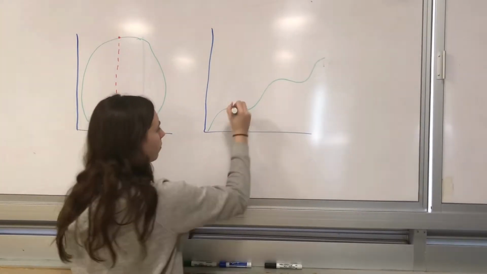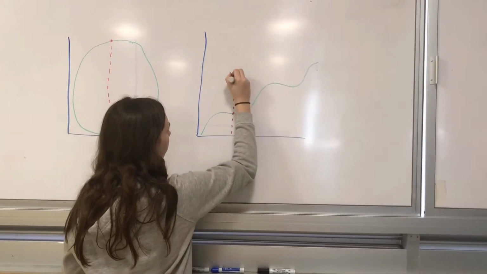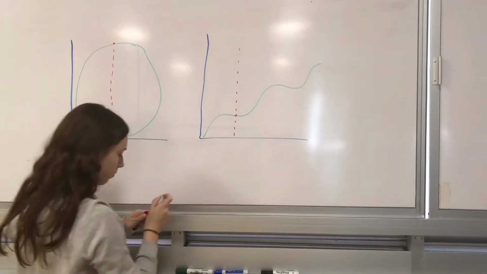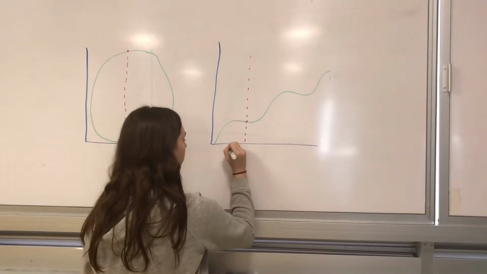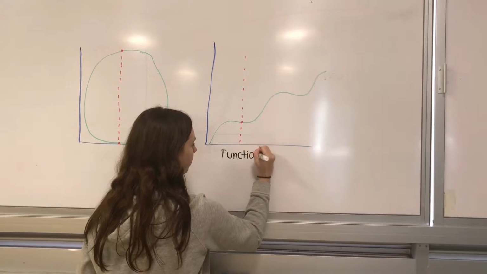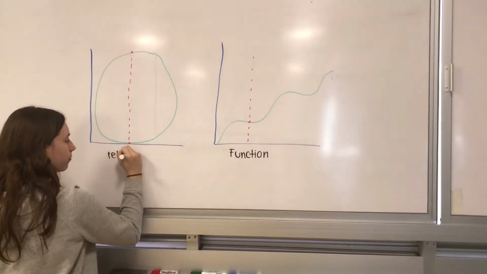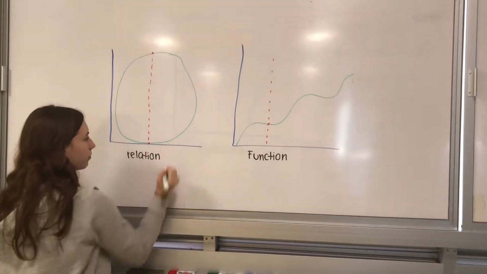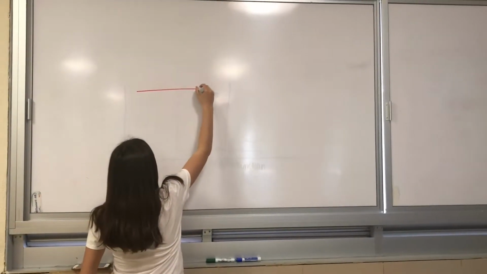In example number 2, we can see that it's a line that never touches again, so it is a function. Now, we're gonna make two different examples.